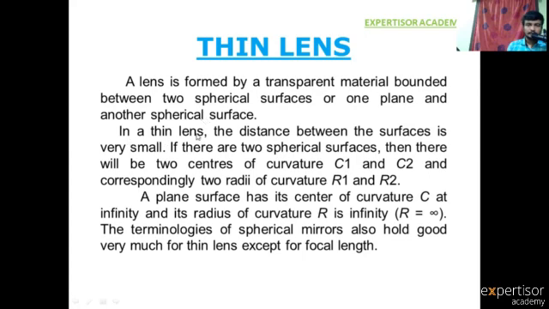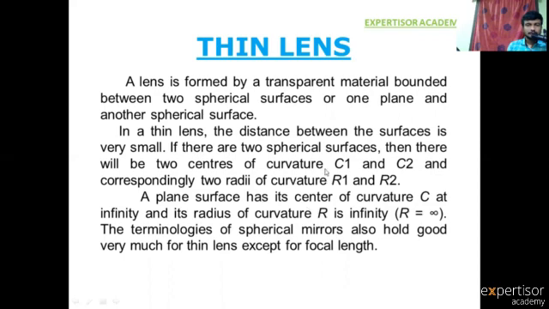In a thin lens, the distance between the surfaces is very small. If there are two spherical surfaces, then there will be two centers of curvature, C1 and C2, and correspondingly two radii of curvature, R1 and R2.